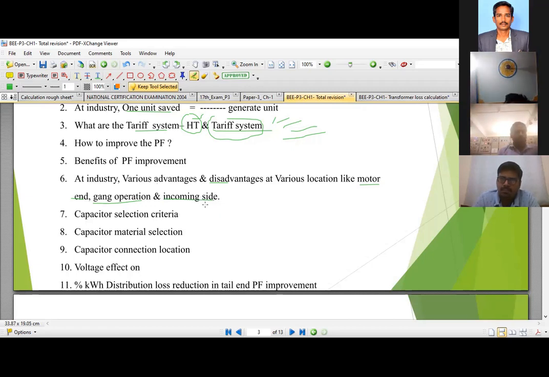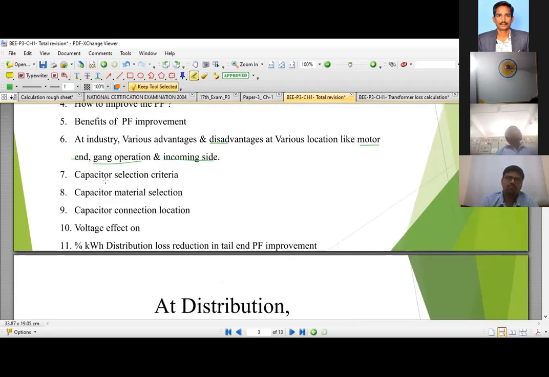You can think of it like this: incoming side means insurance cost reduces. Understand? Material cost reduces because we are considering the total. But the disadvantage is that the load side does not maintain proper voltage. Load side voltage maintenance is not possible. Power factor improvement is also very difficult on the load side. These are disadvantages.